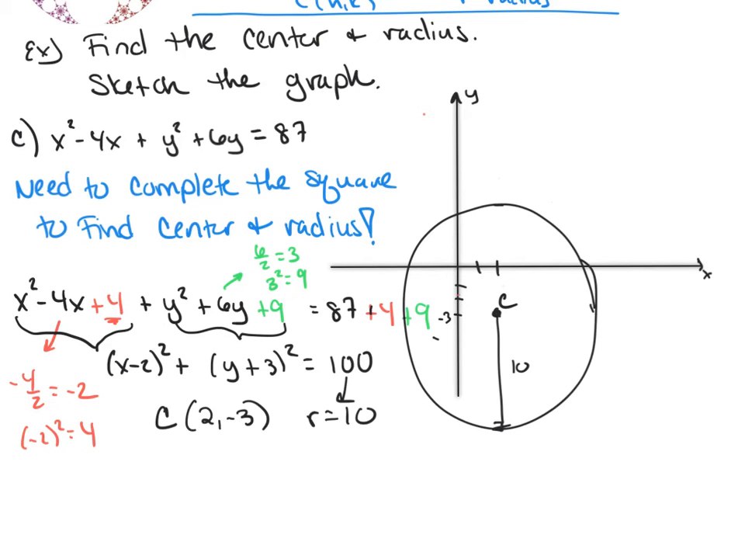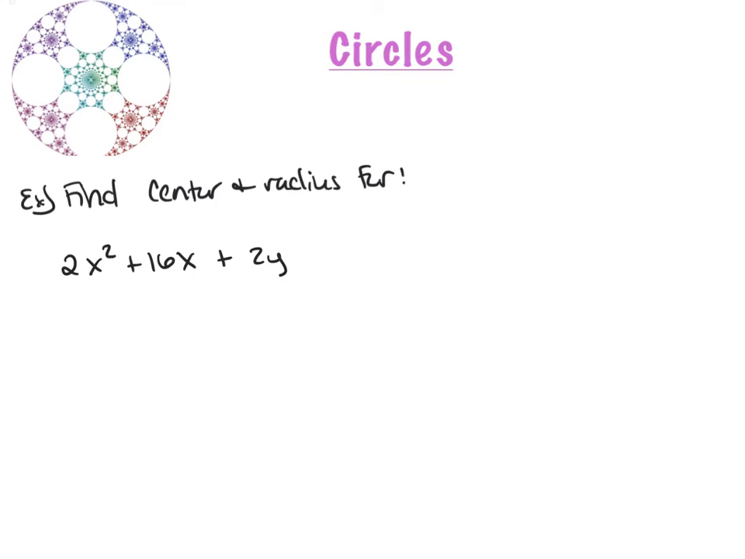Okay, let's do some more where I think you get the idea with the sketching the circle, where we just find the center and find the radius. Let's do one more of these. So let's find the center and the radius for the circle given by 2x squared plus 16x plus 2y squared equals 18. Okay, same idea, have to complete the square to find the center and the radius.